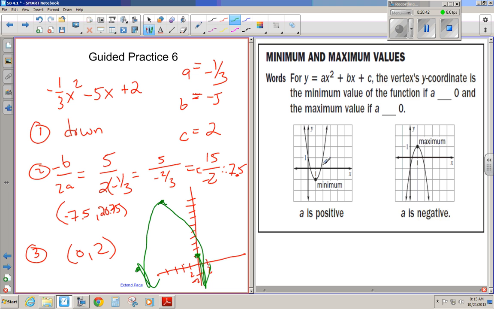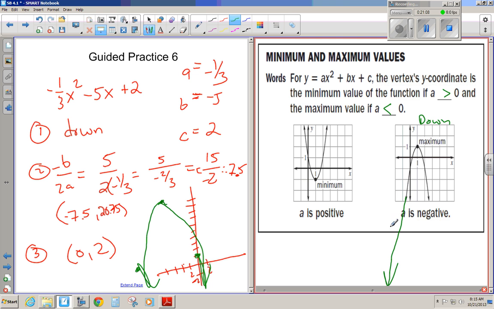All right, so this next part is just like the absolute value equations. The vertex coordinate gives a minimum value of the function if a is greater than 0, and a maximum if a is less than 0. Basically, if it opens down, you have a maximum value. There is no minimum because this arrow goes on forever, so the minimum's infinity. You can't really do that. So then if it opens up, there's a minimum.